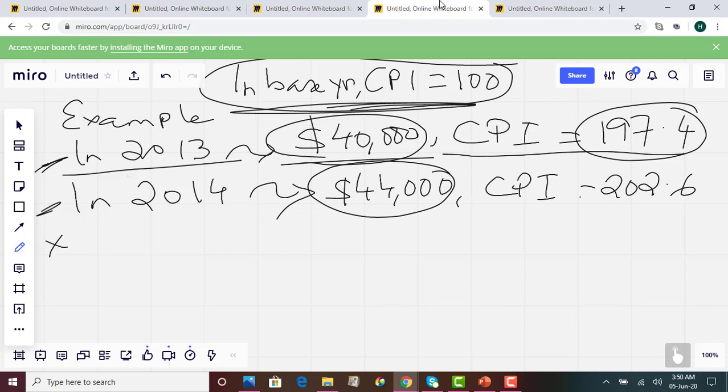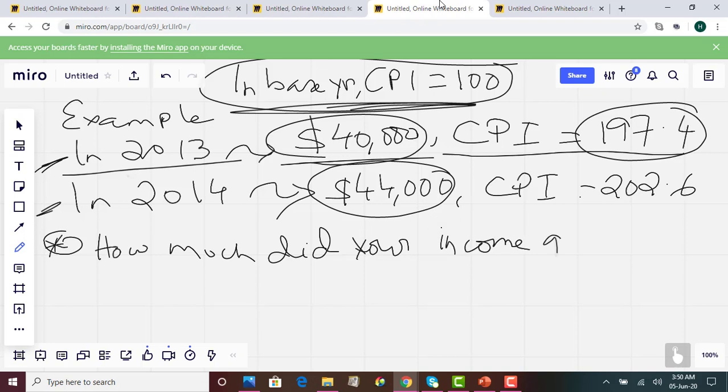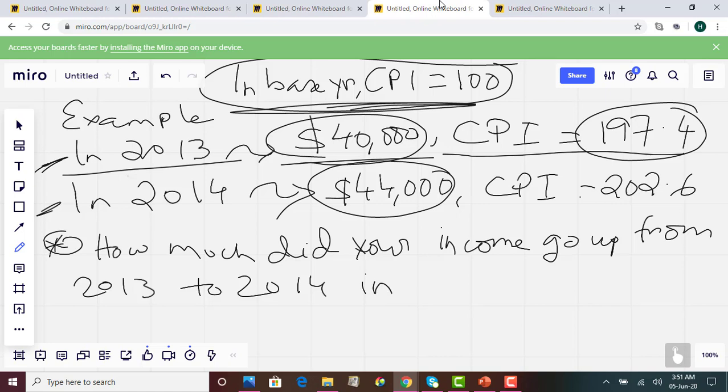My question based on this is, how much did your income go up from 2013 to 2014 in real terms? So that's what my question is. I am asking, how much did your income go up in real terms?